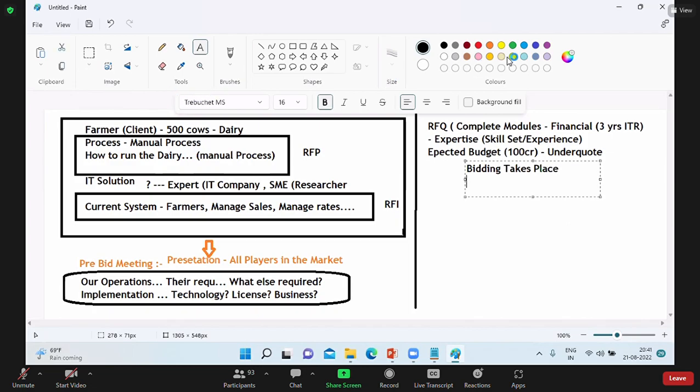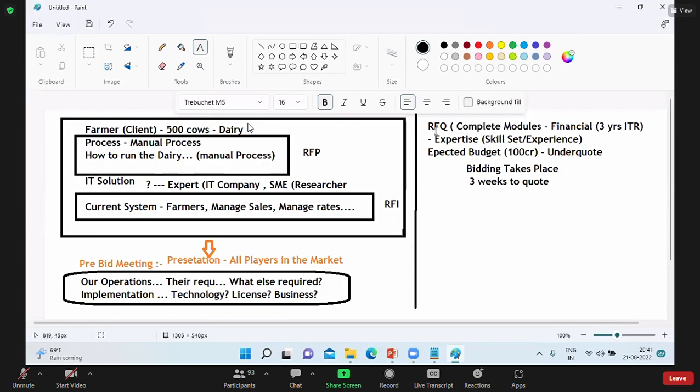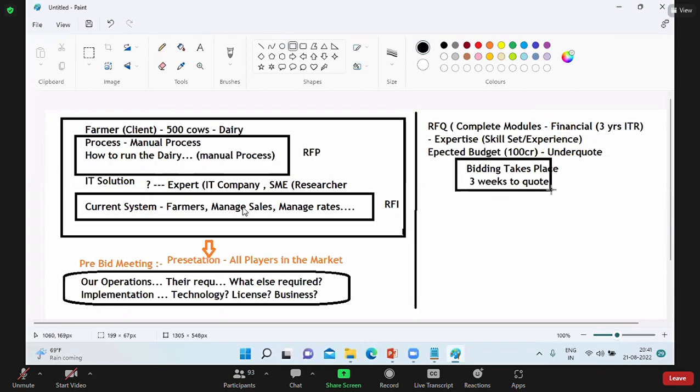Here the bidding will mostly be 3 weeks. Time will be given to quote for the bid, 3 weeks to quote. Is bidding also part of the RFQ? Based on the RFQ, bidding will take place. Are you clear? Are you following? So for the RFQ, the client is going to ask all the players to please provide a quotation as per my requirements, with your price. Once they receive the quotations, then the bidding starts.